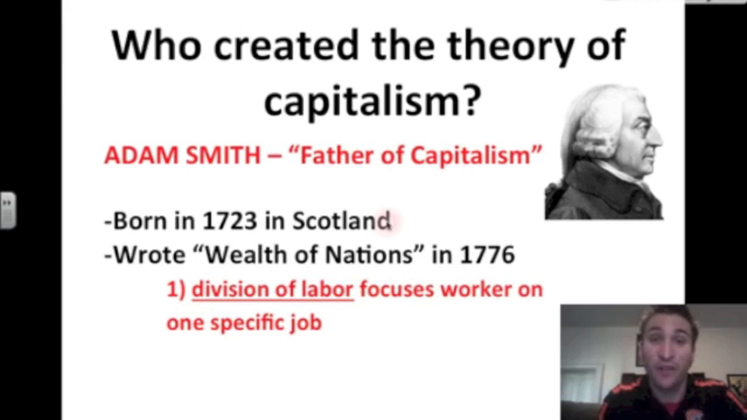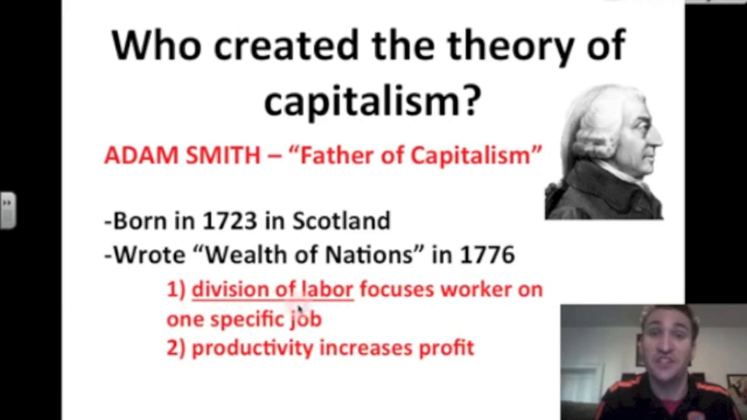And in his Wealth of Nations, Adam Smith first talks about a division of labor that focuses the worker on one specific job. If you're a worker at McDonald's, you might only be the cashier, or you might only put the sandwiches together. The Wealth of Nations also talked about the productivity and how that increases profit. If you give a worker a specific job, that will increase productivity, and that will increase the amount of money that you make as a company.